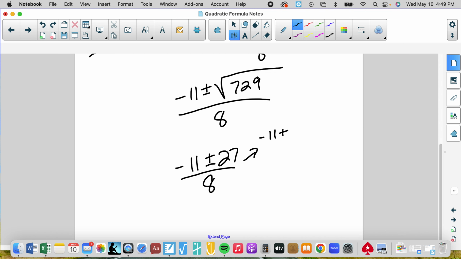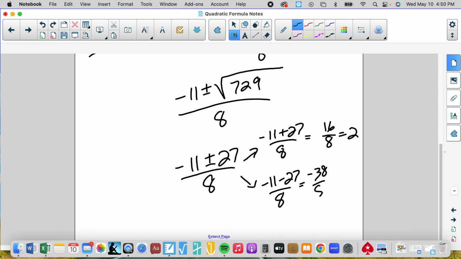Let's do negative 11 plus 27 over 8. And let's do negative 11 minus 27 over 8. That's going to give me 16 over 8. That's nice and genteel. And this is going to give me negative 38 over 8. Not so genteel. But we can reduce it. Let's divide by 2, which gives me, right, did I do that? 38? Yep, that's good. Negative 19 fourths?